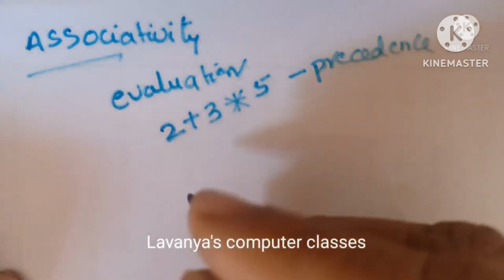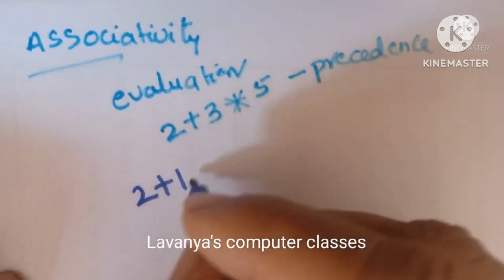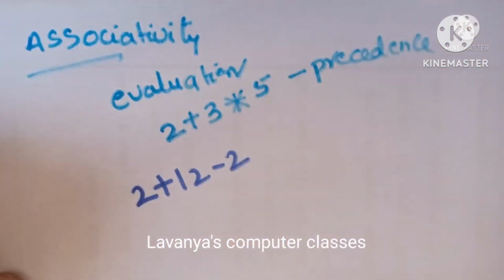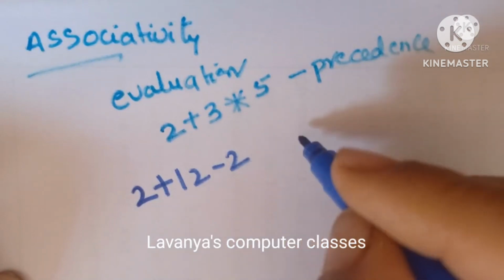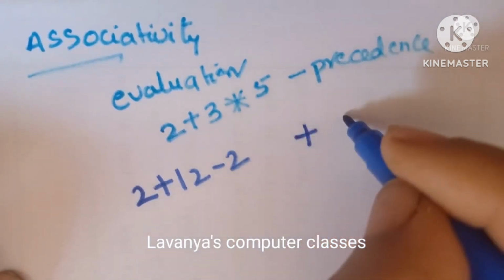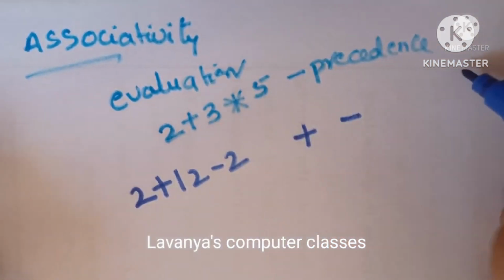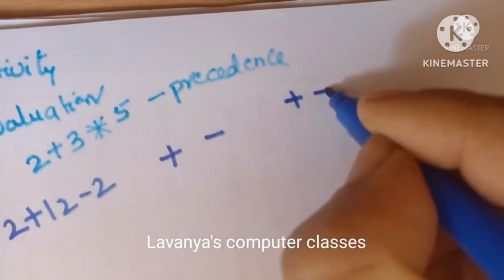Associativity means the expression contains operators of the same level. In this example, 2 plus 12 minus 2, plus and minus are both the same level of priority. So which one is executed first? That is explained by the concept of associativity.